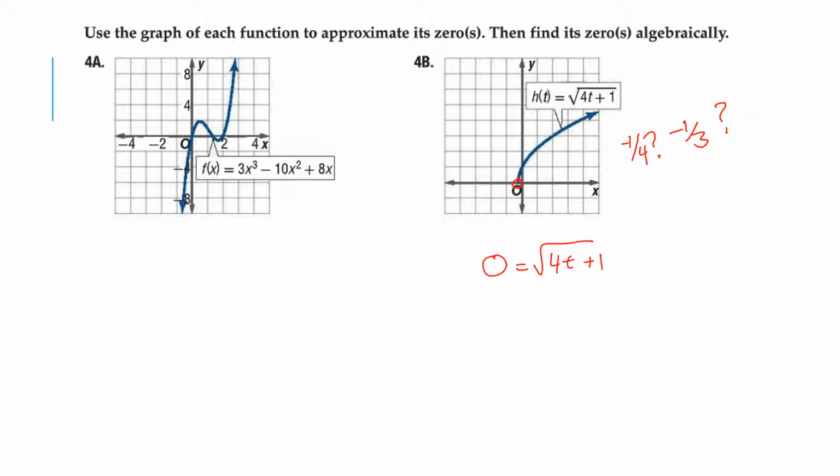Well, the first thing I need to do is square both sides. So I get 0 equals 4t plus 1. And then negative 1 equals 4t. And then t is going to equal negative 1/4. And there's my 0.